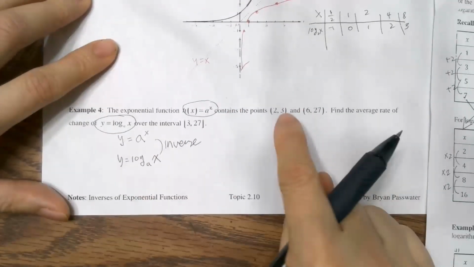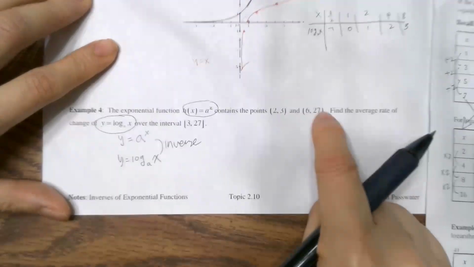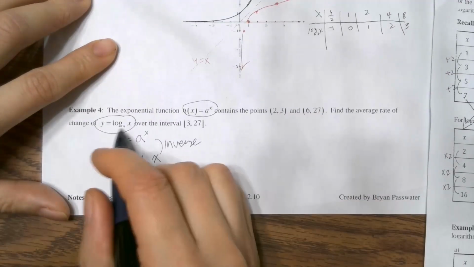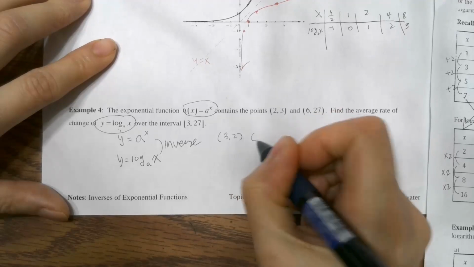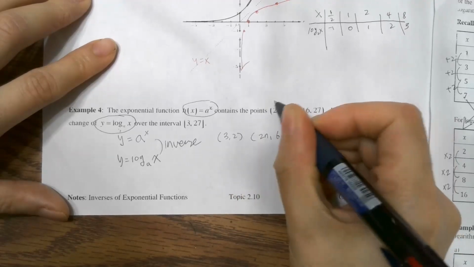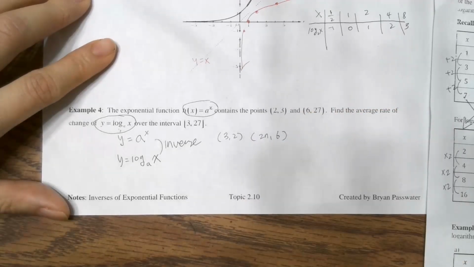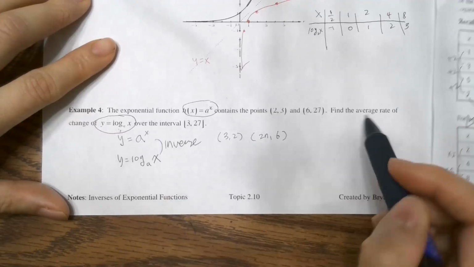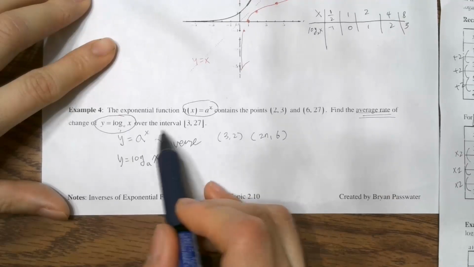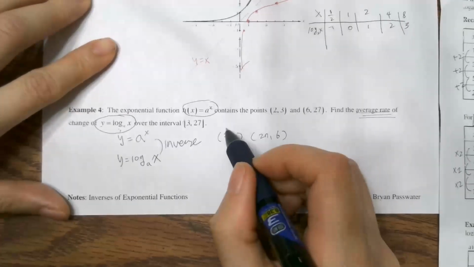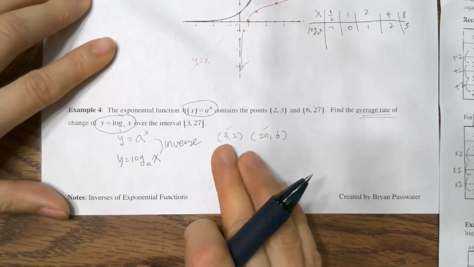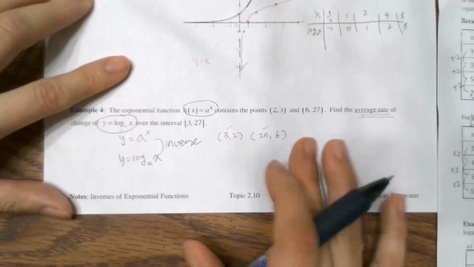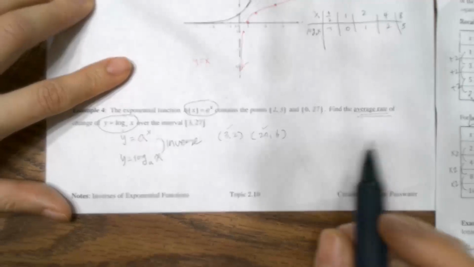So, if the original passed 2, 3 and 6, 27, can I say that this inverse logarithm function is going to pass 3, 2 and 27, 6, right? Your x and y switch. Are you good so far? All right, and it says find the average rate of change over the interval 3 to 27. So, in other words, you're going to find the slope, the average rate of change between these two points. That's all there is. So let's go.